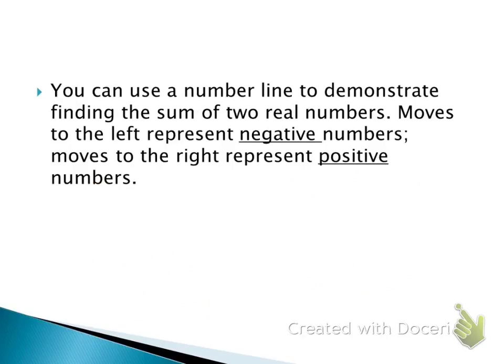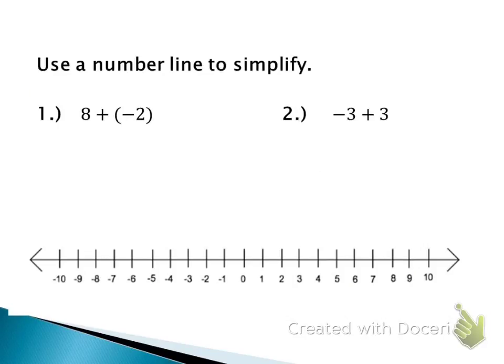You can use a number line to demonstrate finding the sum of two real numbers. Moves to the left represent negative numbers. Moves to the right represent positive numbers. Alright, I know many of you are going to be able to do this without using a number line, but the number line helps us visualize what's going on.